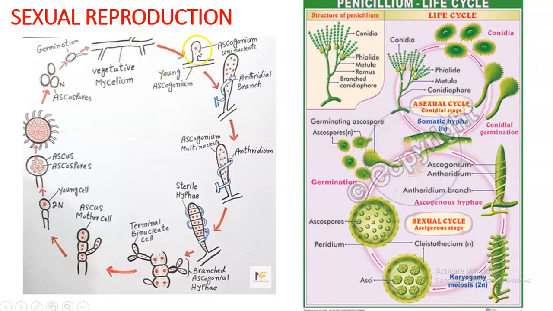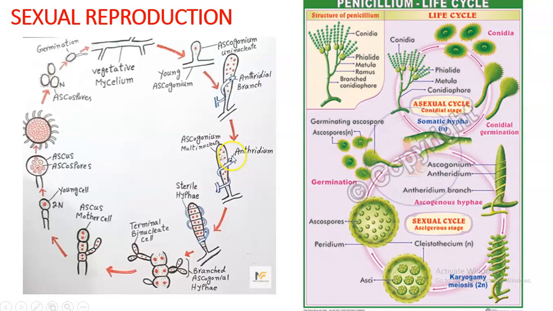So the haploid nuclei entered the ascogonium and undergo mitotic division to form around 64 haploid nuclei. Beside this ascogonial hyphae, there will be another hyphae forming similar growth towards the top, that is an antheridial hyphae. This antheridium will be coiling around the ascogonium, and you have to observe one thing: the antheridium is also uninucleate, but we are not showing the division of antheridial nuclei.